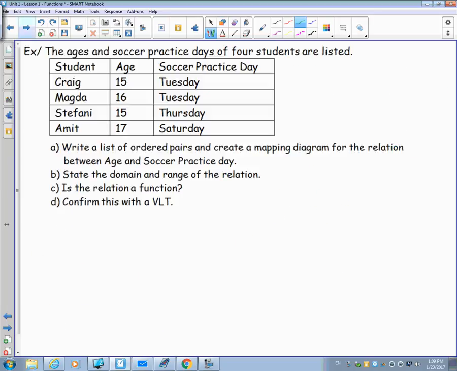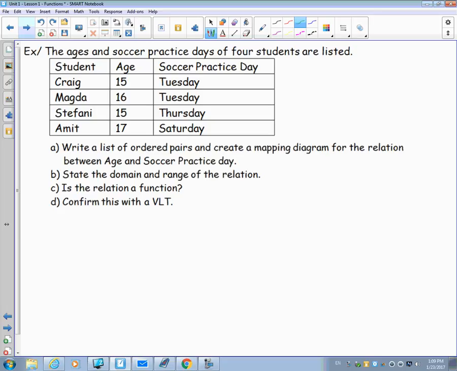Now, everything we've done so far has been something we're kind of familiar with, an x and a y graph. Not everything has to fit into that nice category, though. We can do mathematical things with words, non-mathematical things. So in this example, we're going to look at the ages and soccer practice days of 4 students. So on certain days, they go to soccer practice. Different ages, practice different days. We want to turn this into a mathematical statement.